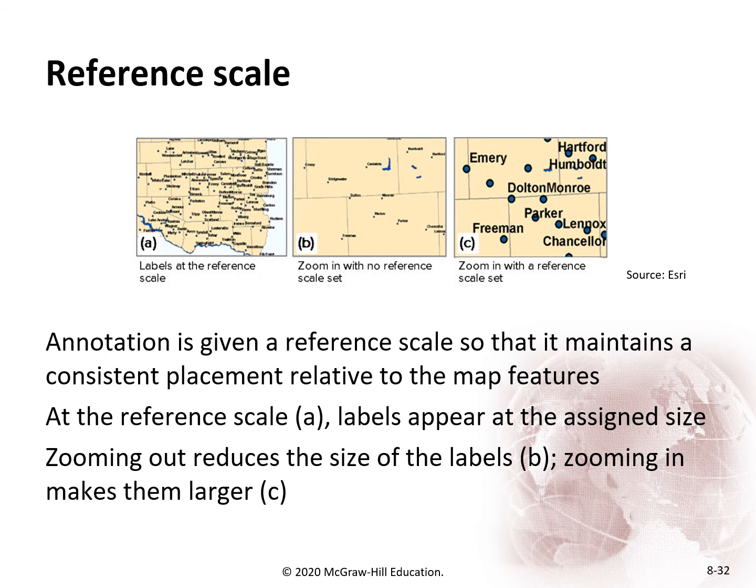Annotation is given a reference scale so that it maintains a consistent placement relative to the map feature. At the reference scale, the labels appear at the assigned size. When you zoom out, it reduces the size of the labels. When you zoom in, it makes them bigger.